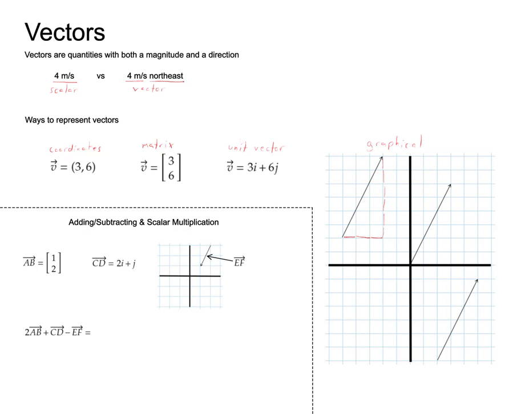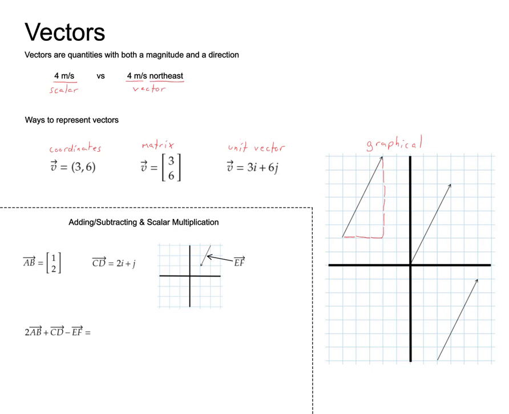So let's do this. I have defined 3 vectors here. We have vector AB, represented by a matrix 1, 2, it's a 2x1 matrix. I have vector CD, represented in unit vector form, 2i plus j. And I have vector EF, which is just represented with the graph. And you can see there that if we represented it in a different way, it would be -1 in the x direction and -2 in the y direction, based on the arrow there. Let's solve the equation 2AB plus CD minus EF.